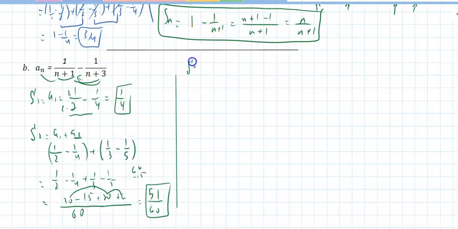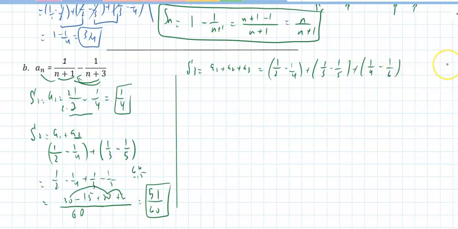S sub 3 is really A sub 1 plus A sub 2 plus A sub 3. That is 1 over 2 minus 1 over 4, first term. Second term, 1 over 3 minus 1 over 5. Plus third term, 1 over 4 minus 1 over 6. Now here I notice those cancel out. And I'm left with 1/2 plus 1/3 minus 1/5 minus 1/6.